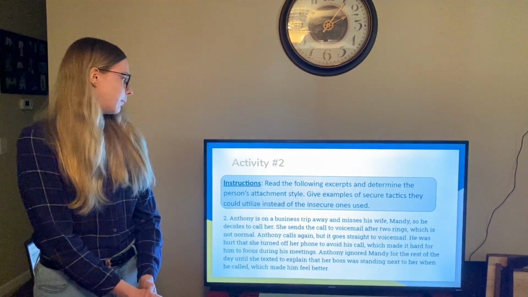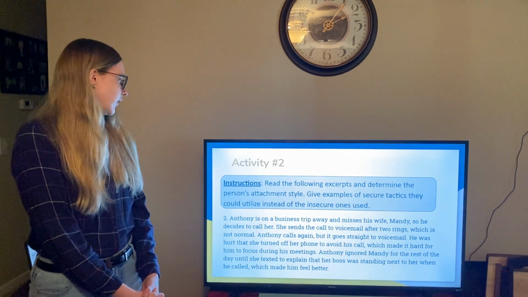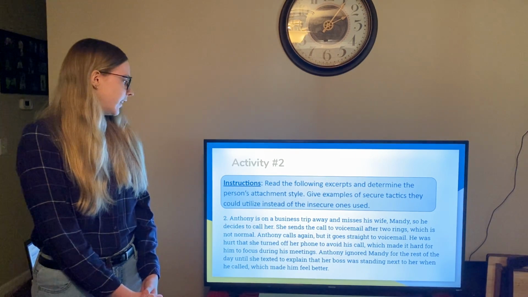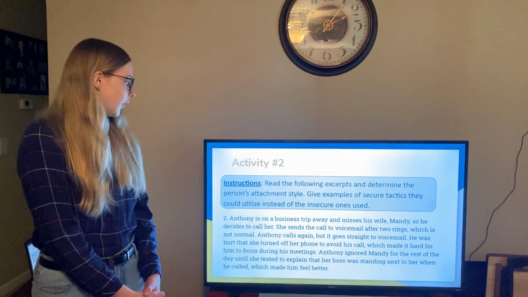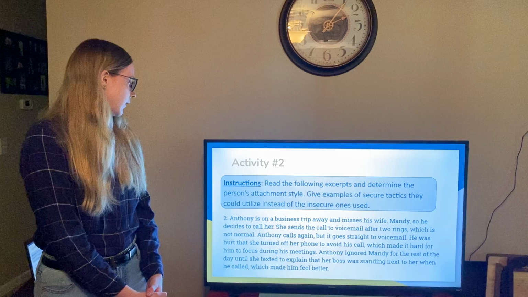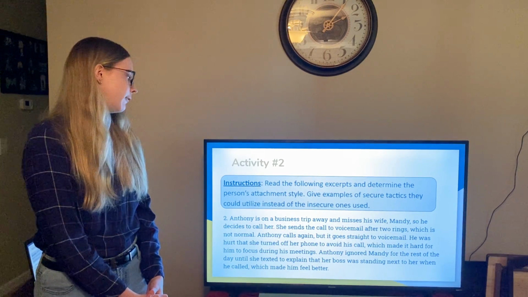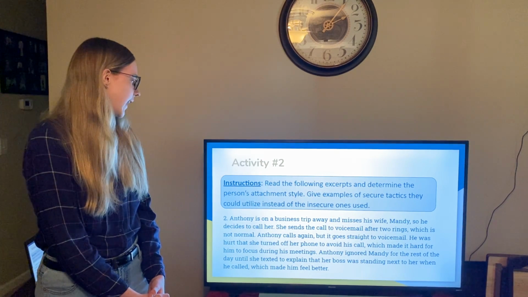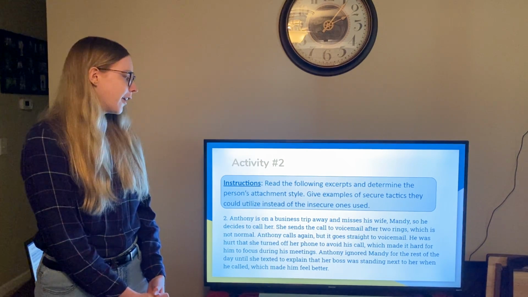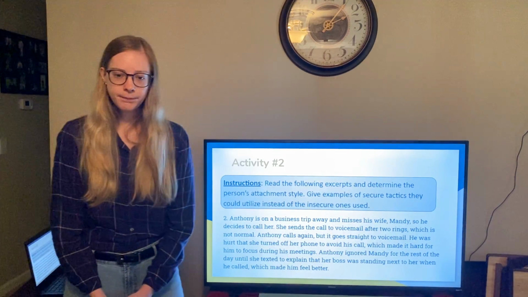The next example, Anthony is on a business trip away and misses his wife Mandy, so he decides to call her. She sends the call to voicemail after 2 rings, which is not normal. Anthony calls again, but it goes straight to voicemail. He was hurt that she turned off her phone to avoid his call, which made it hard for him to focus during his meetings. Anthony ignored Mandy for the rest of the day until she texted to explain that her boss was standing next to her when he called, which made him feel a lot better.